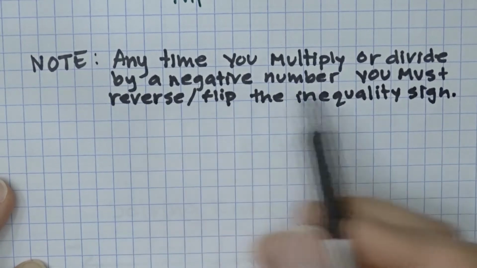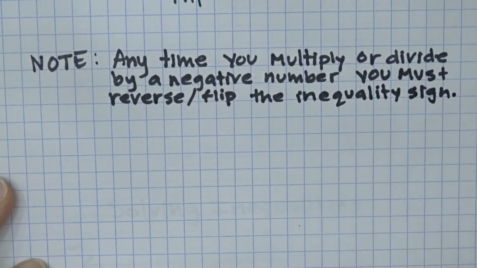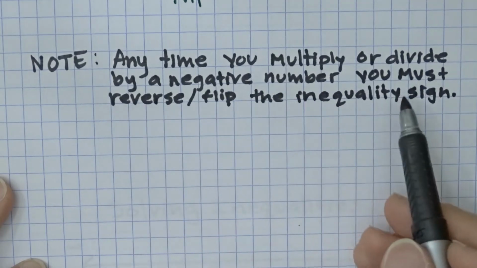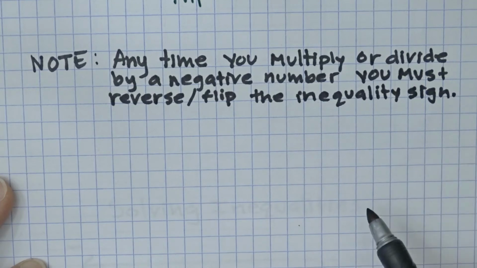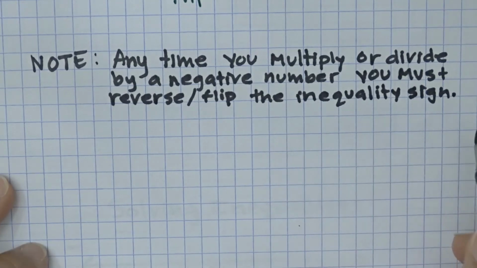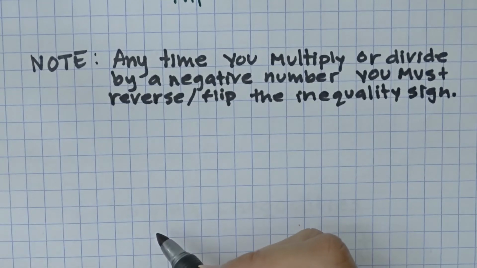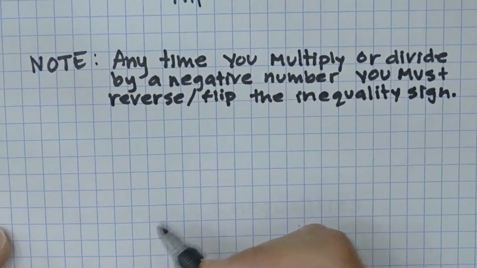Now, and again, this is when you apply the inverse operation to both sides. So anytime you multiply or divide by a negative number, you must reverse or flip the inequality sign. And again, this is the step when you're doing it to both sides of the inequality. So let's see what this looks like with a math problem.